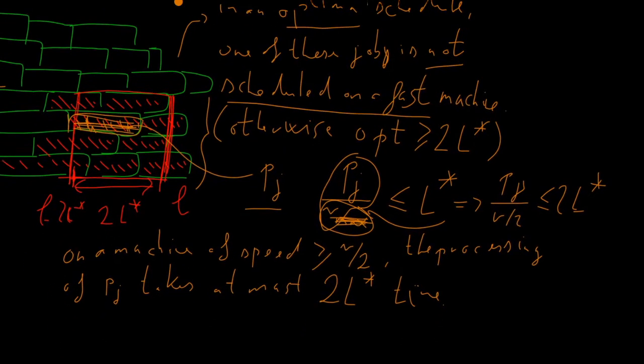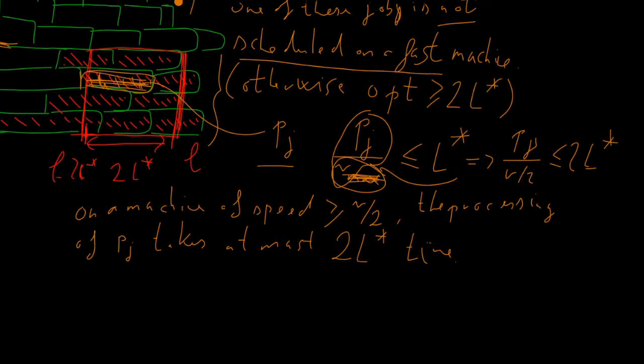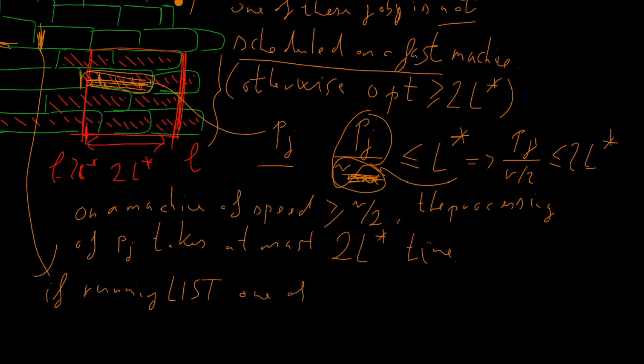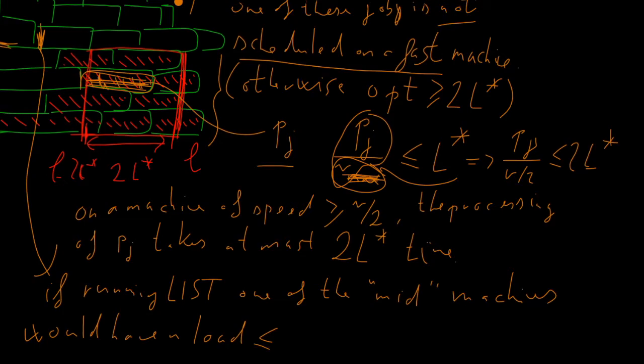So pj takes at most 2L star time, which means that when we run the list algorithm, if list ranks one of the mid machines, which have the speed of at least v half, the mid machines would have a load at most L minus 4L star.